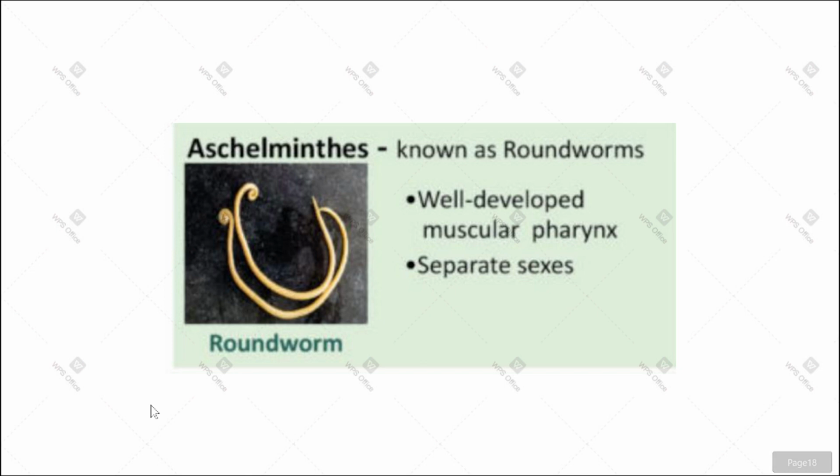Now the next one is the Aschelminthes. Roundworm is a classical example of the Aschelminthes. They have a well developed muscular pharynx, and sexes are separate. One of the examples of Aschelminthes is Ascaris lumbricoides, and you all know that it causes ascariasis, and you have an idea of how the Ascaris male and female worms look.